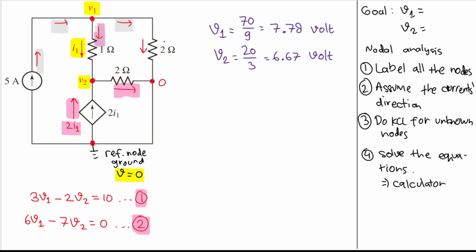And I think we have achieved our goals, because this is V1. So I will have 7.78, and then V2, that will be 6.67, which is exactly the goal of this video.